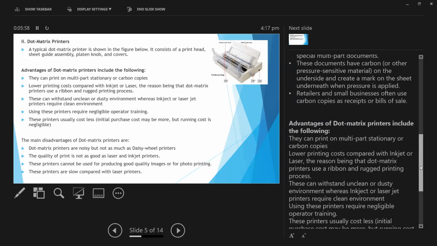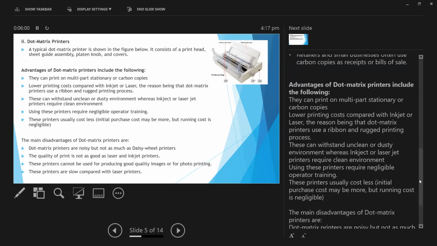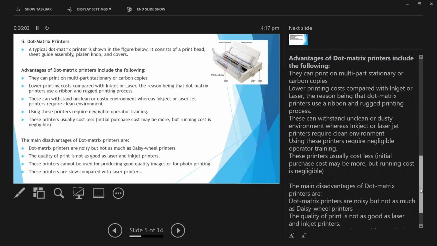Advantages of dot matrix printers include that they can print on multi-part stationery or carbon copies. They have lower printing costs compared with inkjet or laser, the reason being that dot matrix printers use a ribbon and a rugged printing process. These can withstand unclean or dusty environments, whereas inkjet or laser printers require a clean environment. Using these printers requires negligible operator training. These printers usually cost less. The initial costs may be more, but running costs are negligible.